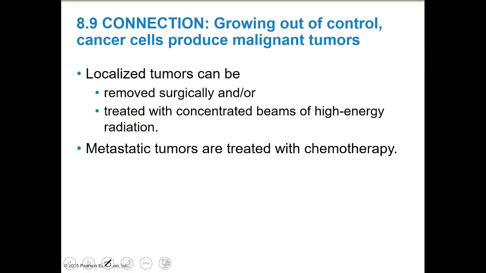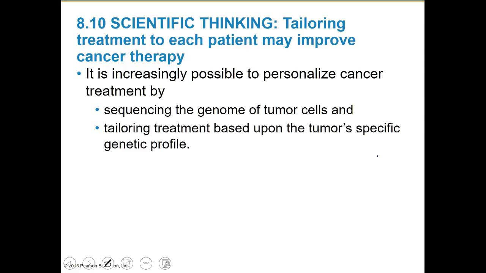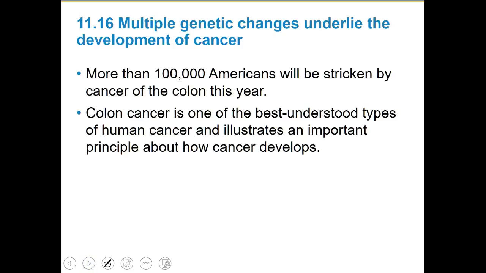Okay. Localized tumors can be removed surgically or treated with concentrated beams of high-energy radiation. Metastatic tumors are often treated with chemotherapy. Okay. It's increasingly possible to personalize cancer treatment, and we do that by sequencing the genome of tumor cells and tailoring treatment based upon the tumor's specific genetic profile. So it just depends on the cancer. And there's lots of research out there.